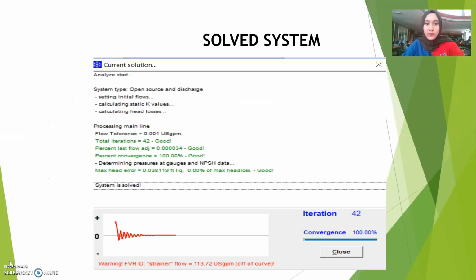So this is our solver system analysis, in which we can see that the total iteration is 42, which is good. And the percent last flow adjusted is 0.00034, which is good. And the percent convergence is 100%, which is good. And the max head error is only 0.038119 feet liquid and 0.00% of max head loss, which means our pipeline system is good, and the system is solved. So that is all for me. Thank you very much.